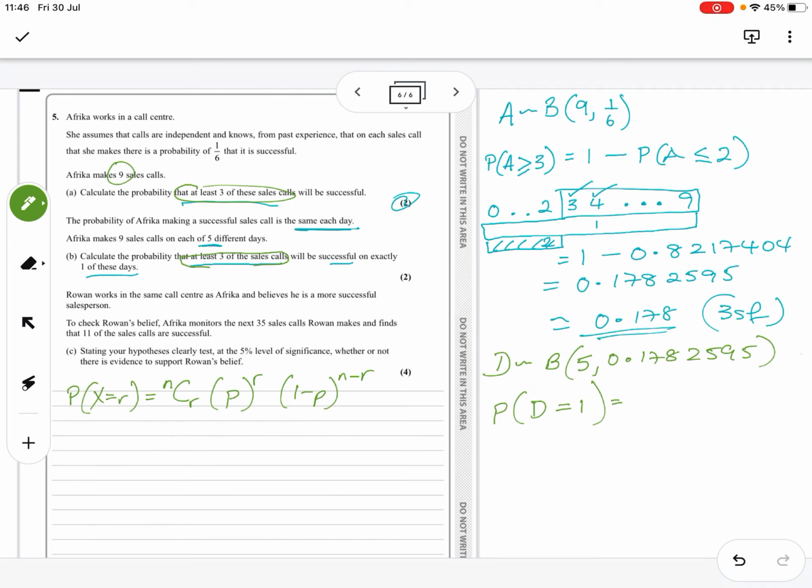Or you can shove it in your calculator. So I'm going to go menu, distribution. I do 4 for binomial PD, 0.2 for variable, and I'm going to stick in 1 and then 5, and then 0.1782595, and get my probability from that. And I've got 0.4064072588, which I can't fit in, which is 0.406 to 36.